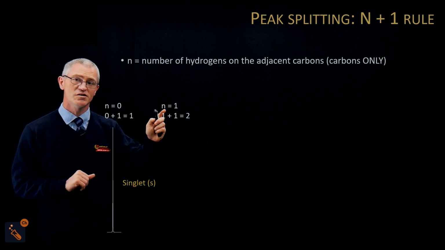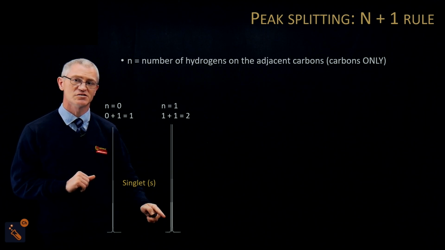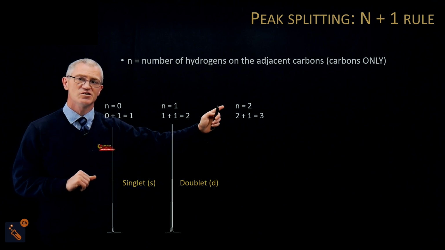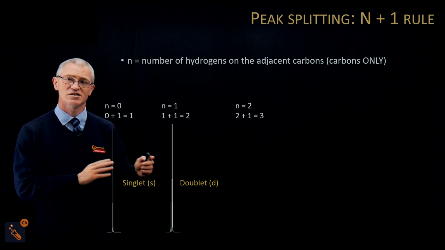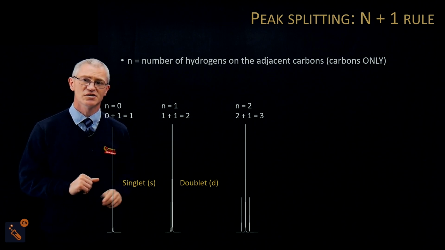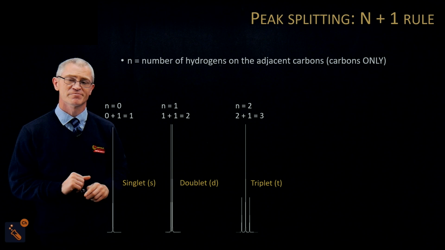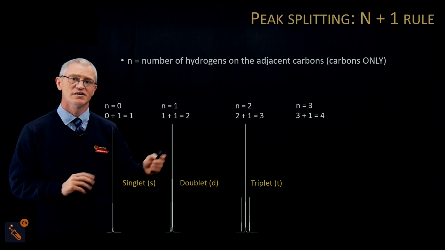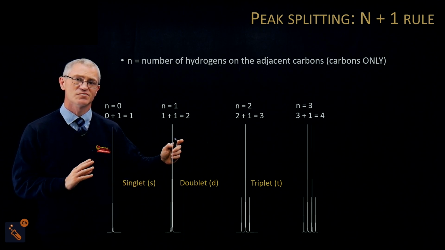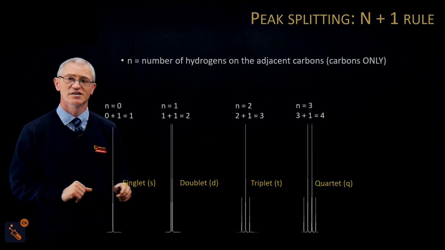If you find there was one hydrogen on the adjacent carbons, then it's 1 plus 1 equals 2, and therefore we'll see two peaks. And that's called a doublet. If we have two hydrogens on the adjacent carbons, 2 plus 1 equals 3, and therefore you get a triplet, 3 peaks. And then n equals 3, 3 plus 1 equals 4 is a quartet.